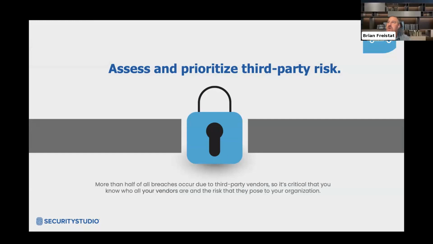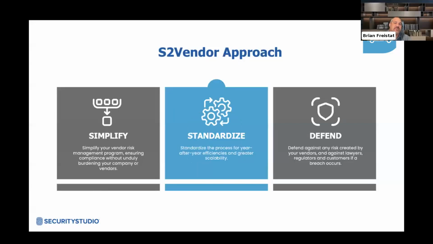You work with 5, 10, 15, 20 different vendors you might work with. All of them pose a unique risk on their own and collectively as a whole. So more than half of all breaches come from your third-party vendors. Well, what should we do about that? We need a way to figure out how they can damage our business, right?